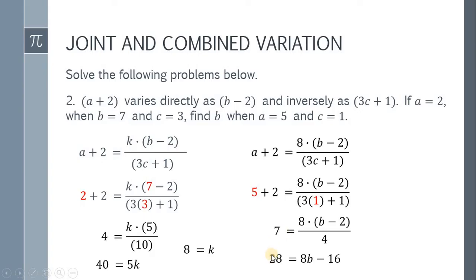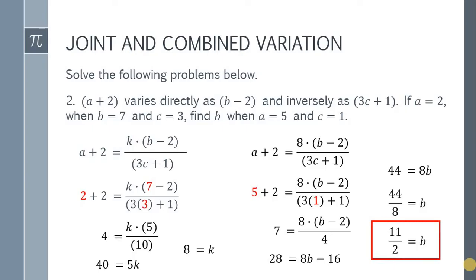Next, lipat yung 16 sa kabila or simply add 16 both sides. So, we have 44 is equal to 8b. Next, divide both sides by 8. We get 44 over 8 is equal to b. Next, kailangan tandaan na palagi dapat naka-lowest term or simplify. So, divide ba natin by 4? So, we get 11 over 2 or simply 5.5. And we're done.